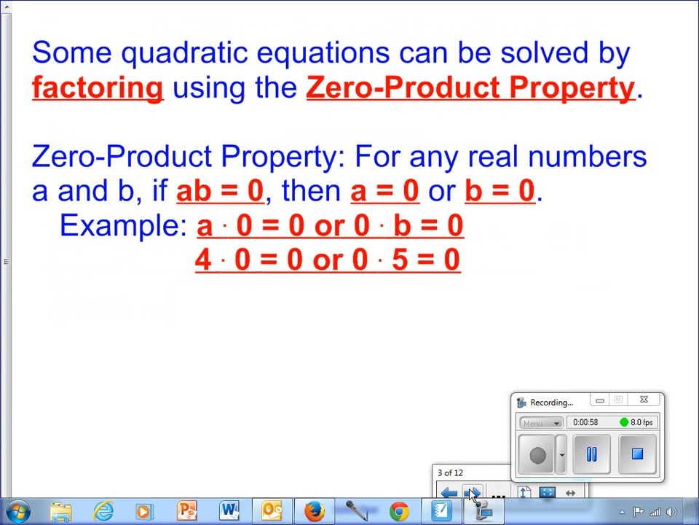But using the zero product property, what that property says is that for any real numbers a and b, if you multiply a and b together and get 0, then either a has to be equal to 0 or b has to be equal to 0. And here are some examples. If we took a times 0, we get 0. If we took 0 times b, we would get 0. Using numbers in our examples, 4 times 0 would be 0, or 0 times 5 would be 0.